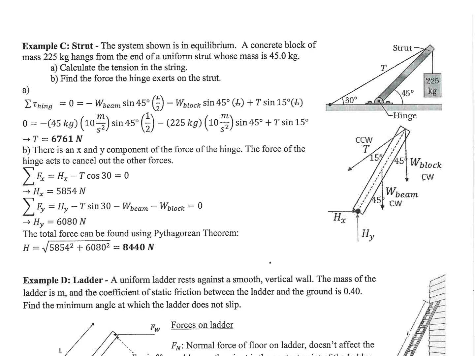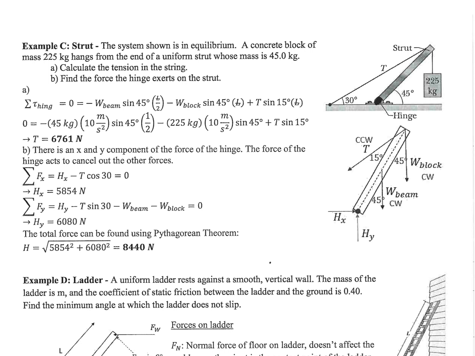The string is at a 30-degree angle to the ground. You can see that you've got a 225 kilogram mass concrete block hanging from it, and the strut is 45 kilograms. The big thing that you're going to start seeing in these type of problems is now it's getting more real world. It's no longer a massless strut and we're just hanging stuff off of it. It has mass. It will do things.